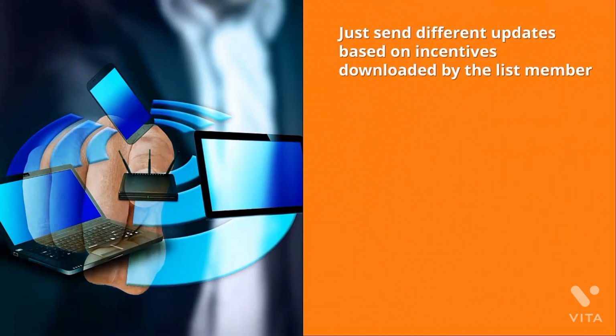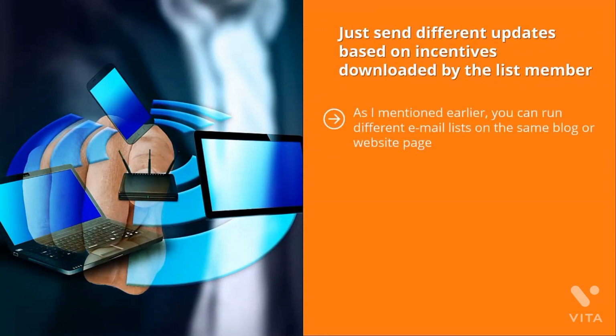Just send different updates based on incentives downloaded by the list member. As I mentioned earlier, you can run different email lists on the same blog or website page. When people click these ads to sign up to a list, they're actually signing up to different email lists. Usually, these different lists offer different incentives.